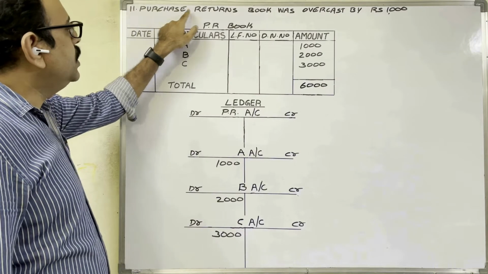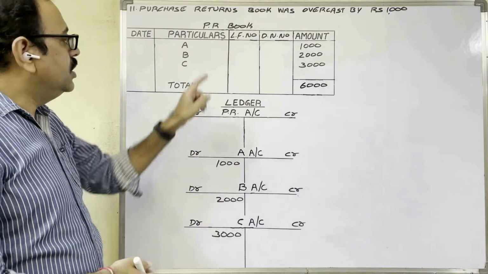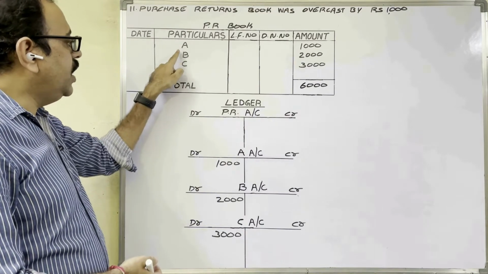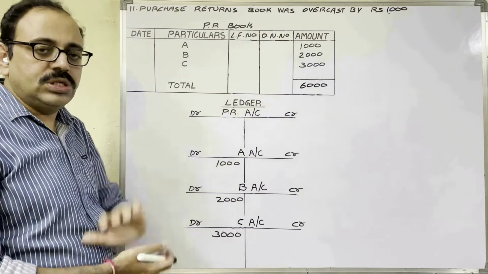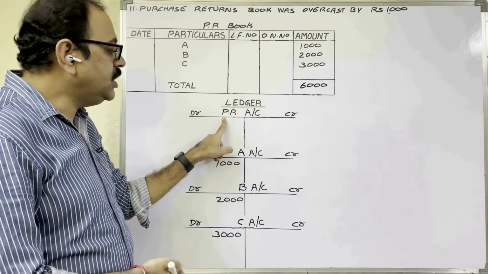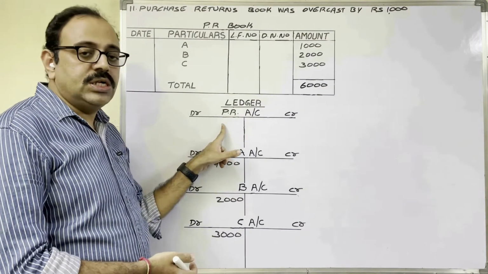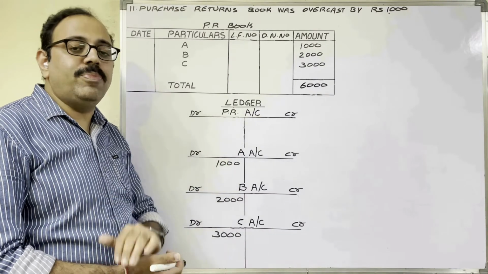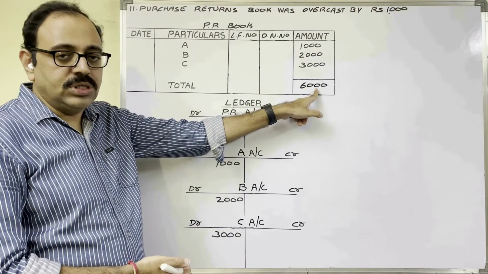11th point, purchase returns book was overcast by 1,000 rupees. This is purchase returns book. 3 suppliers are there, A, B, C. So to them we returned goods. Total 6,000 rupees. In purchase returns account, we should post this amount. Purchases show a debit balance. Purchase return show a credit balance. Therefore, on credit side we should write this total amount.